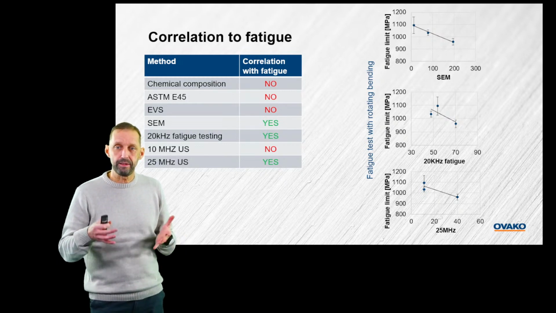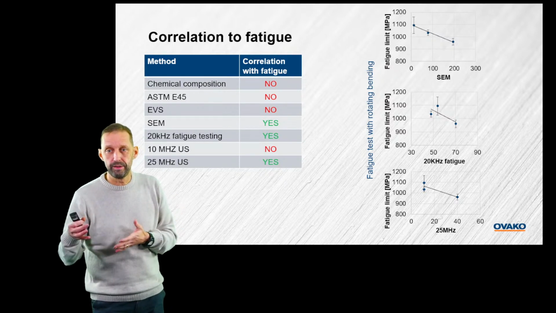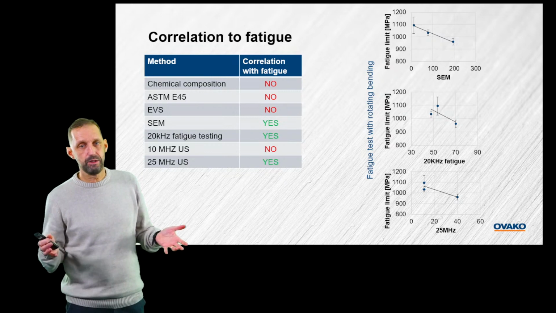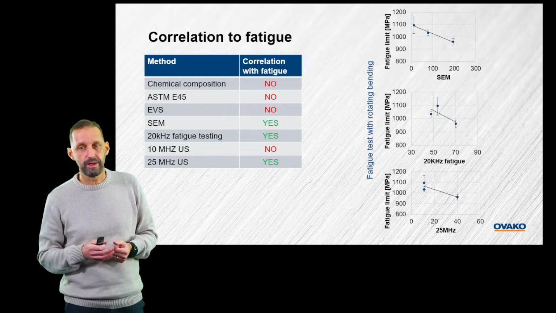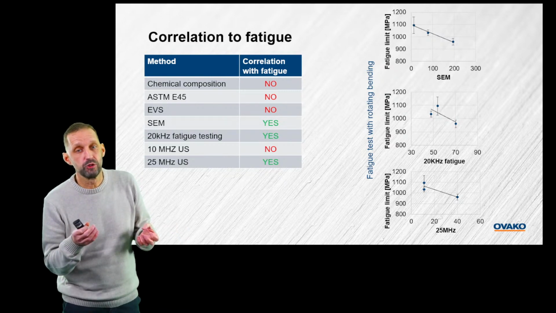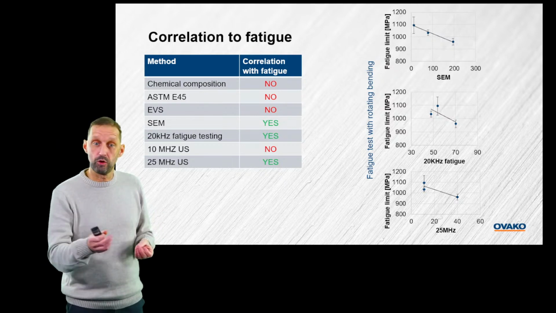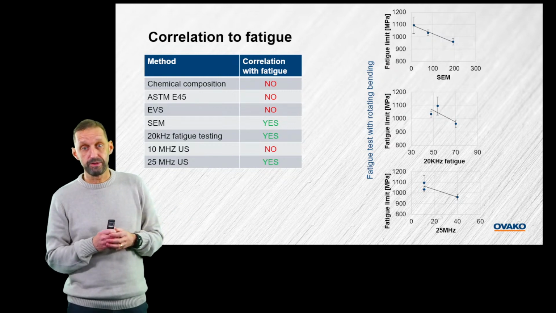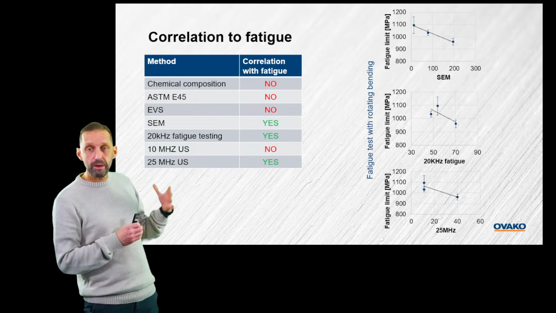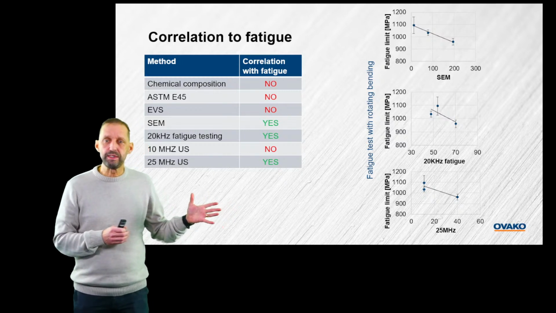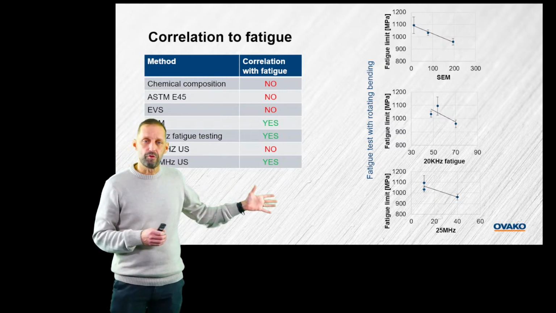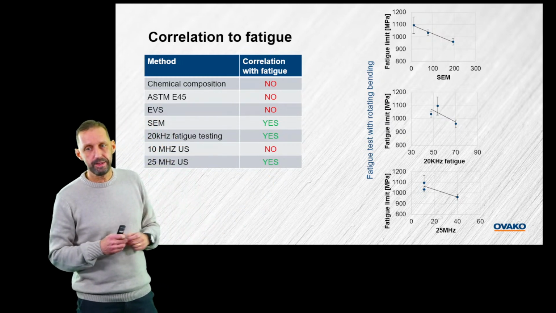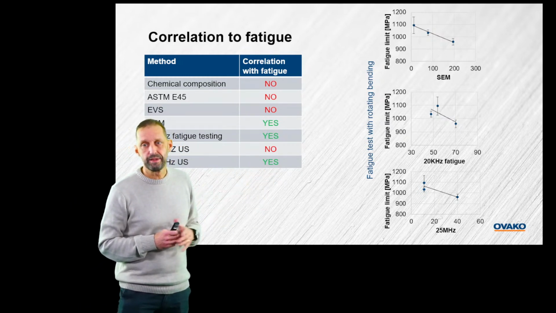The rotating bending also correlates with rapid testing at 20 kilohertz, just trying to find the largest inclusion. So this is also a way of using it, a quite interesting method itself. And very important, we also see the 25, which is the fastest and easiest way of finding defects here. We do have a good correlation there as well.